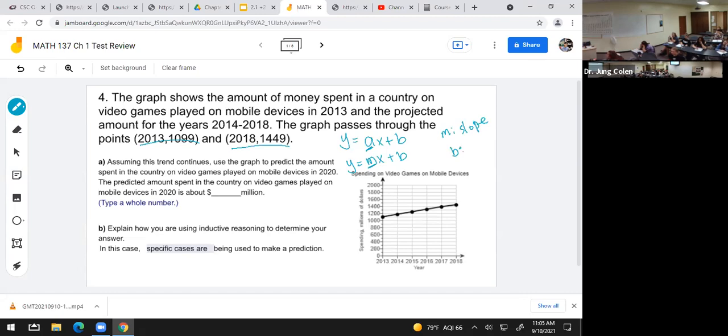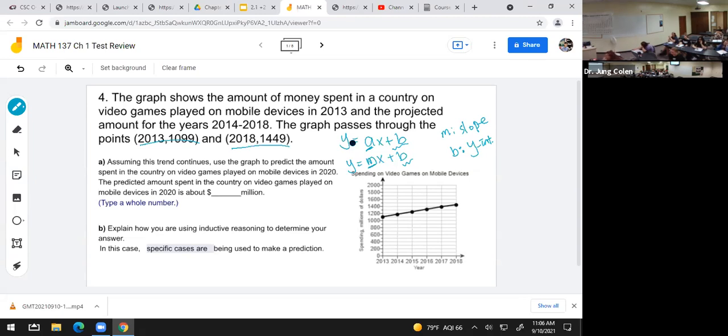And what do we call the b? Y-intercept. So what does that mean? The y-intercept is the y value when x equals 0. In our case, x is not 0, but it's 2013. And our y value is something here. Actually, we are given that number, 1099. So that is given here. If you have knowledge like this, I think it's really helpful to find the projected number.